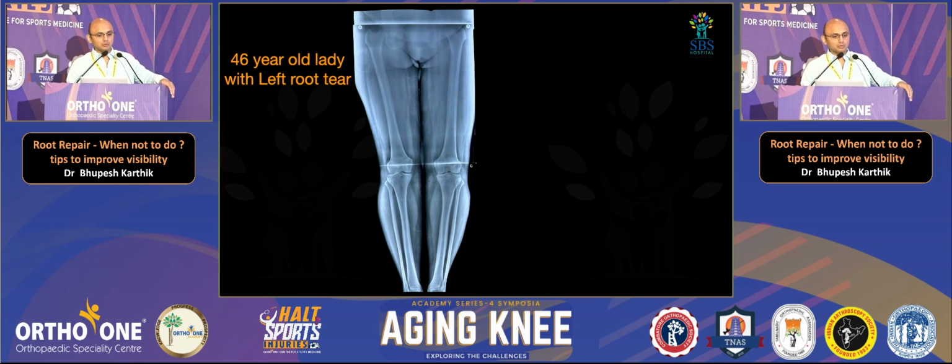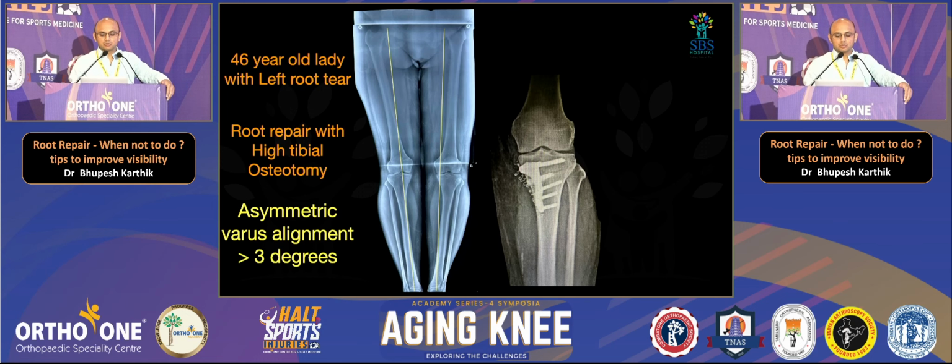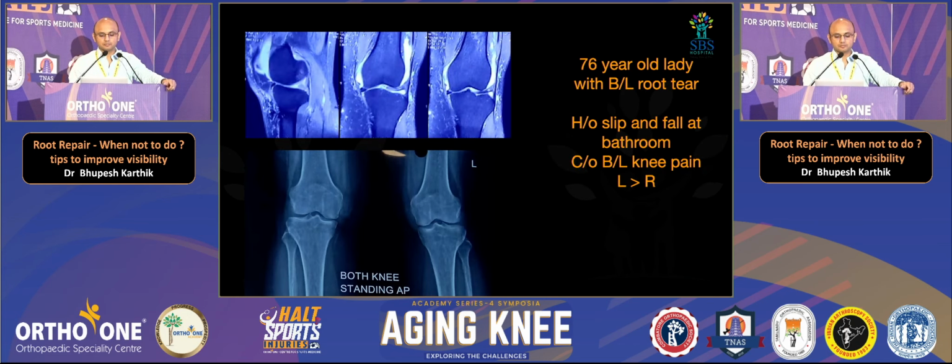So, when not to do. This is a 46-year-old lady with left side root tear. As you know, if you see the alignments, the left lower limb is in varus. So isolated root repair for her is going to fail. The right thing to do is to go in and do a HTO with the root repair. Literature says asymmetric varus of more than 3 degrees, you have to do both the procedures together. So here a single procedure will not work.